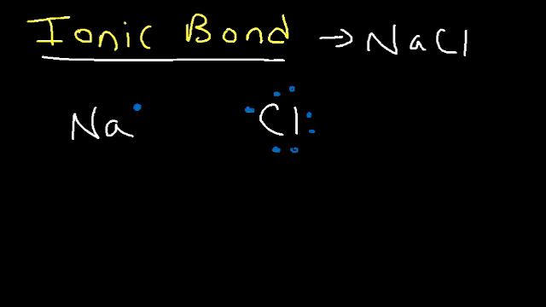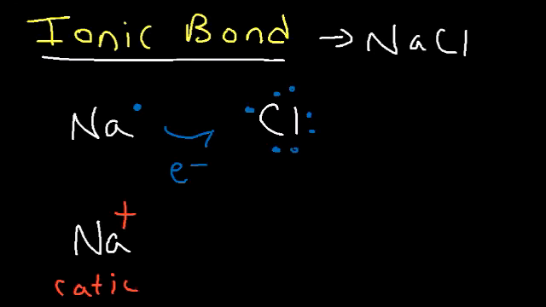Now, sodium, which is a metal, wants to give away the electron that it has. Metals like to give away electrons. When sodium gives away the electron to chlorine, sodium is going to have a positive charge, and so it's going to be called a cation. Now chlorine, which gains an electron, is going to have a negative charge, and so it's called an anion.